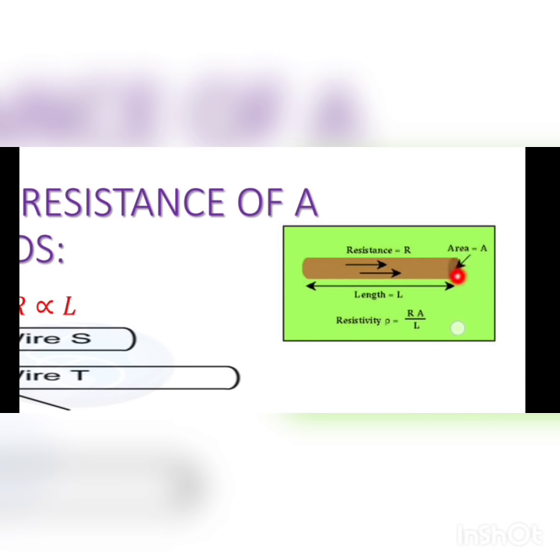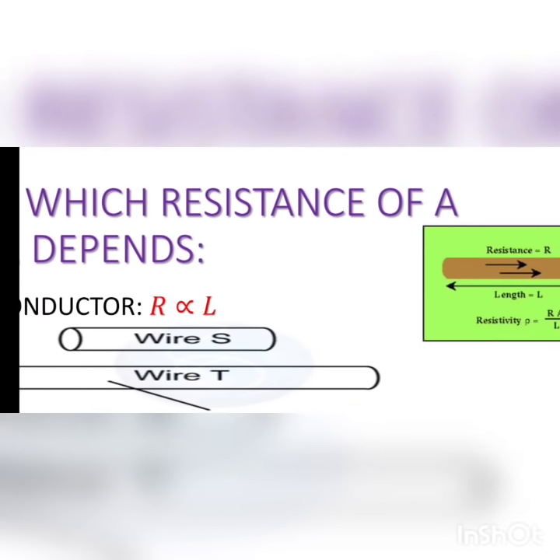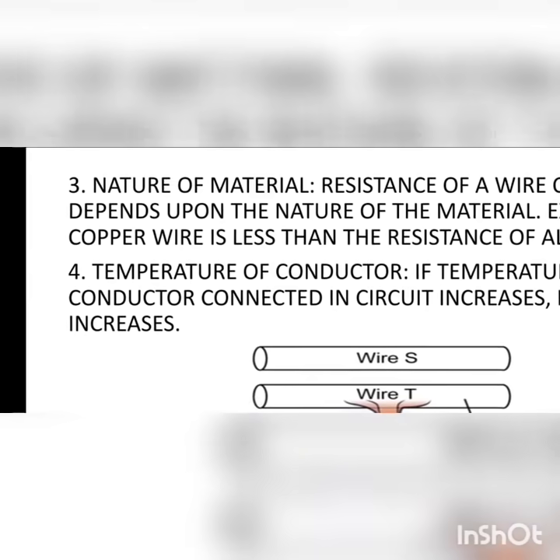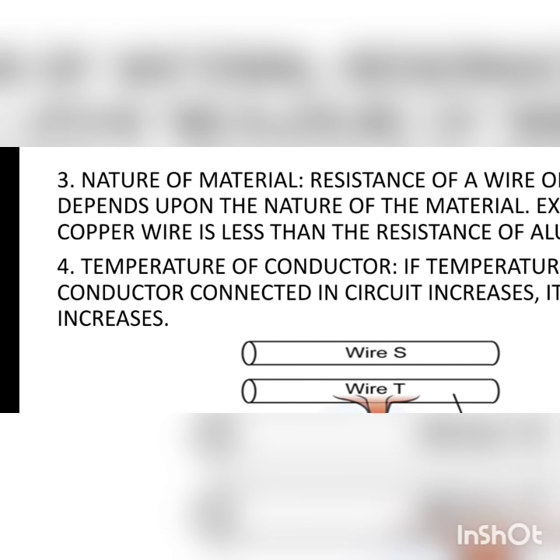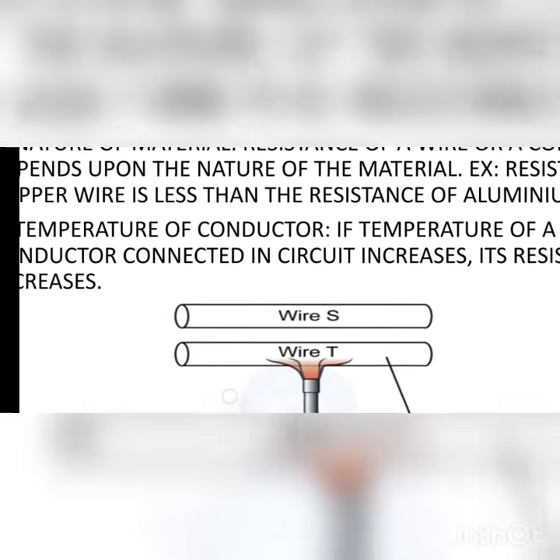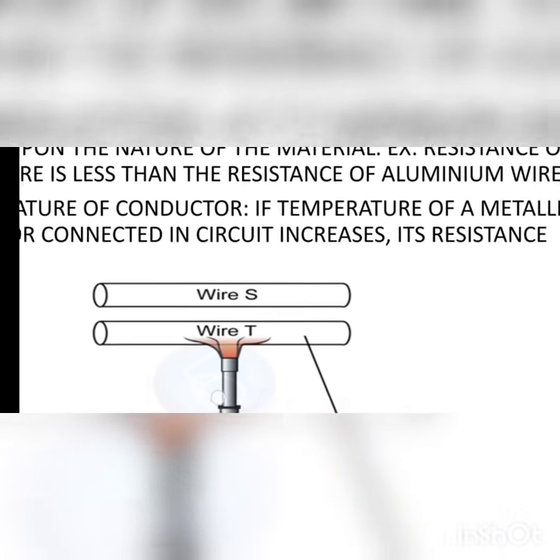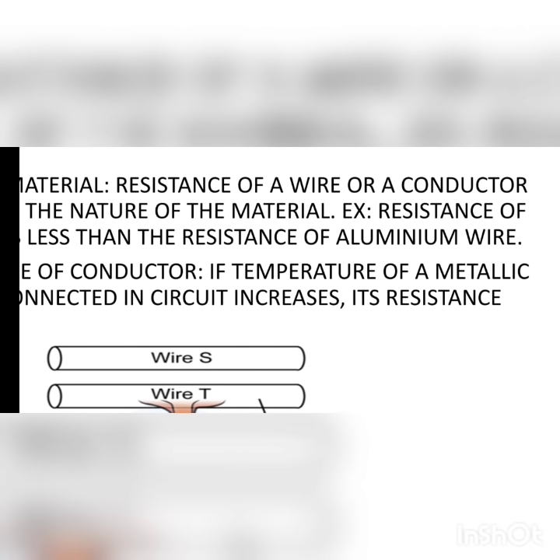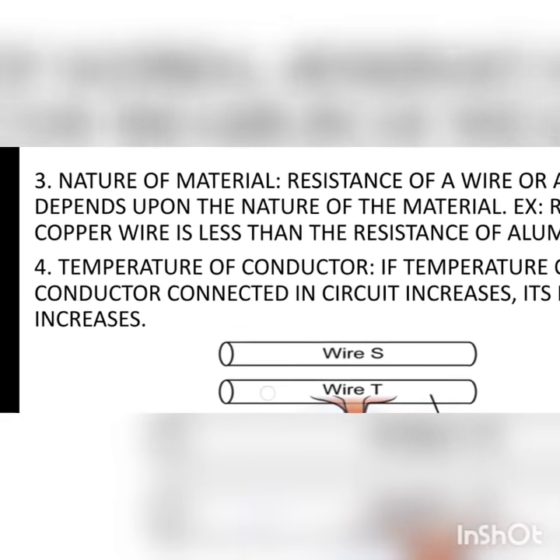So resistance is directly proportional to length and inversely proportional to area. Moving on, the third factor on which the resistance of a material depends is the nature of the material. Now there are certain materials which have more resistance as compared to others. Example, the resistance of a copper wire is less than the resistance of an aluminium wire. Or we can say that aluminium will have more resistance as compared to a copper wire if we keep length and area constant.